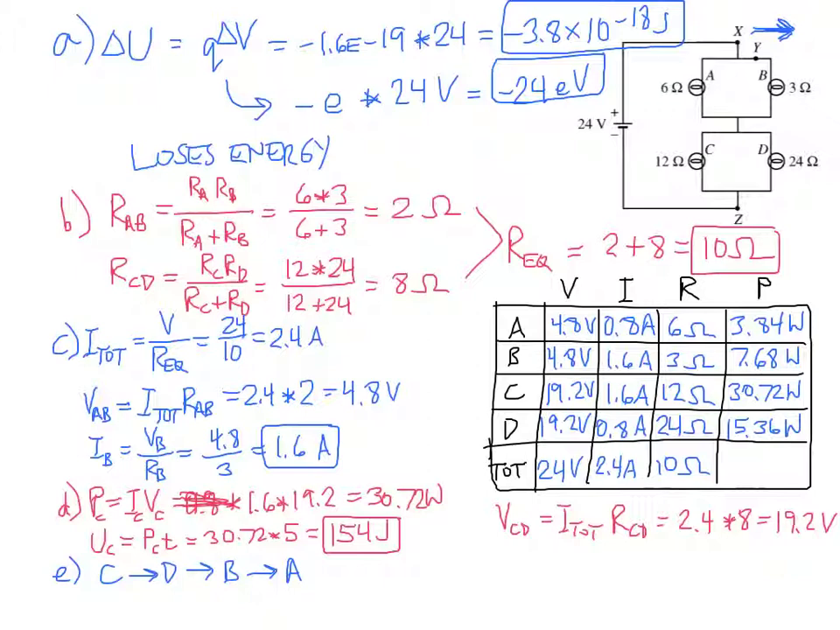And just to make sure everything was done right, the total power in the entire circuit should add up to the total power you obtain just by multiplying the total voltage by the total current. 24 times 2.4 is equal to 57.6 watts, and if you add up these four powers, you'll find that you also get 57.6 watts. It's a good way to just double check the final answer.